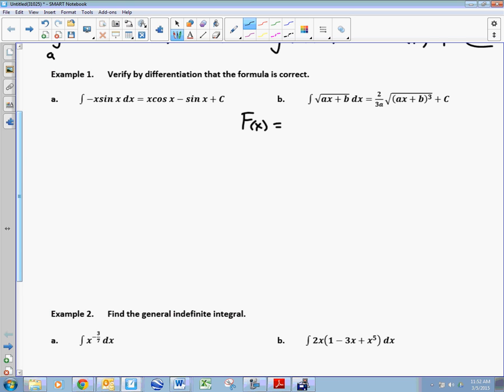Okay. I'm going to rewrite this. I'm going to say f of x is 3 over, whoop, sorry, can't do that. 2 over 3a times ax plus b to the 3 halves. How's that? Is that okay?